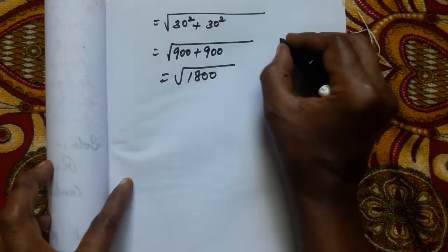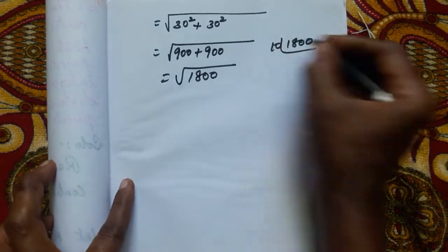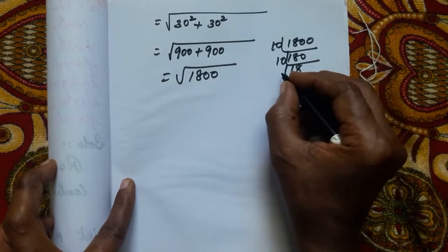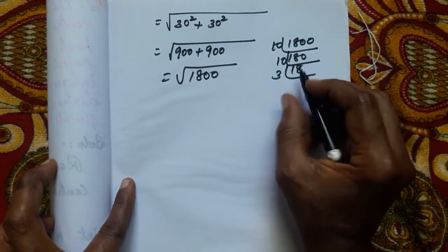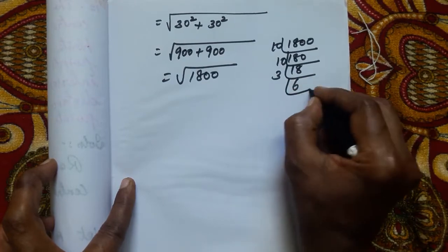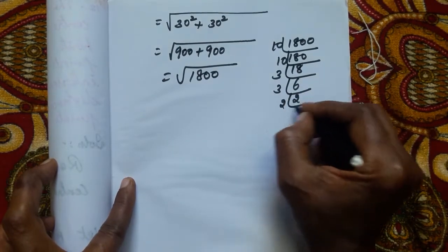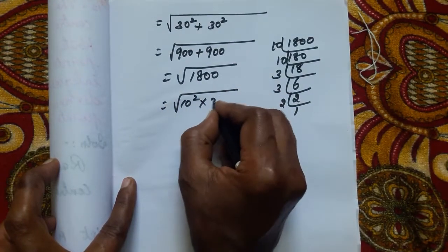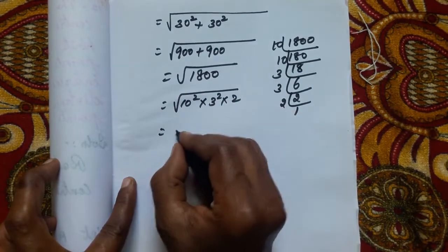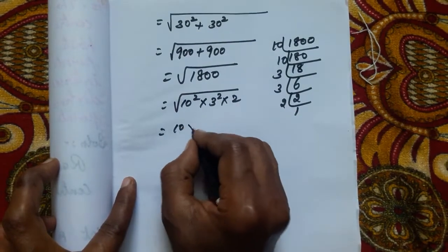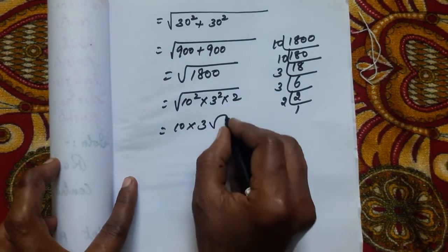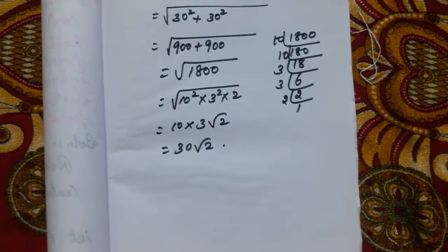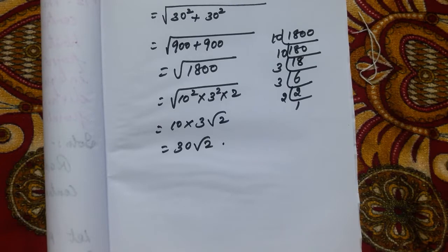When we factorize 1800, first 10 times 180, next again 10 times 18, next 3 times 6, and 6 is 3 times 2. So we are getting root of 10 square into 3 square into 2. It's equal to 10 into 3 root 2. It's equal to 30 root 2, that is the answer. So the distance between any two points is 30 root 2.